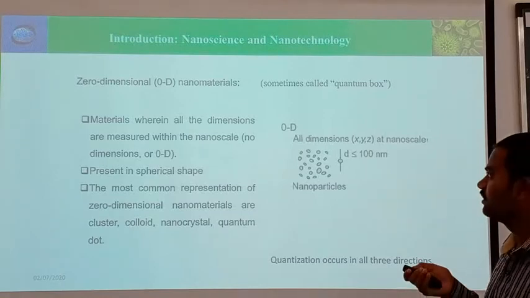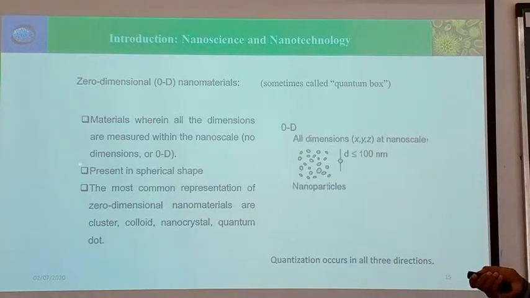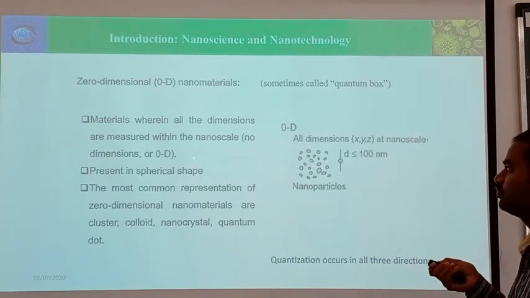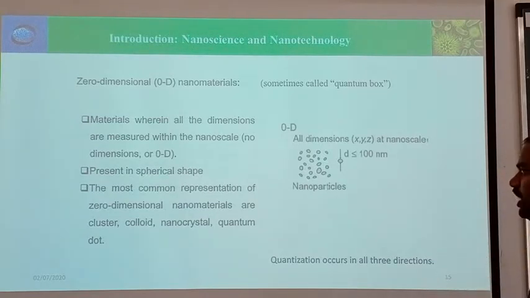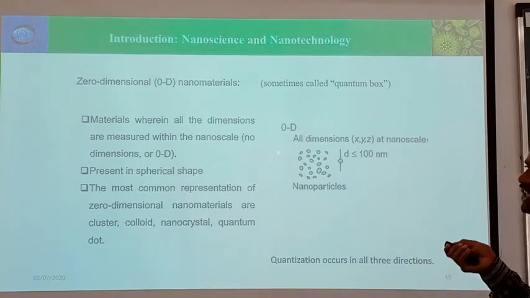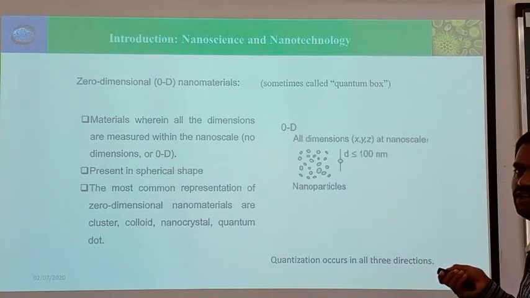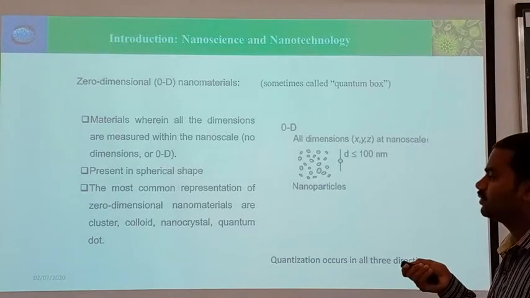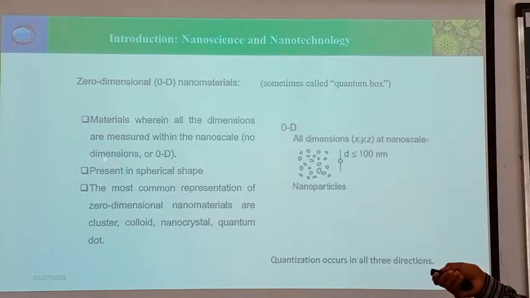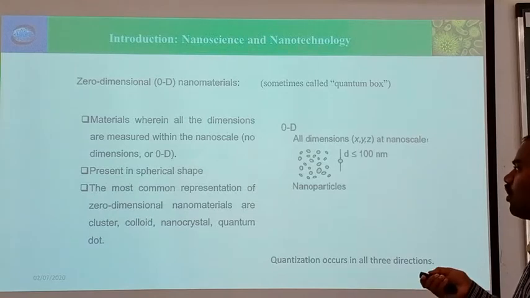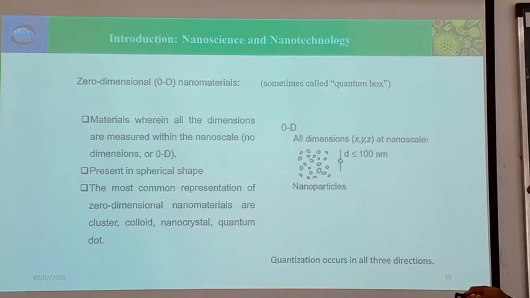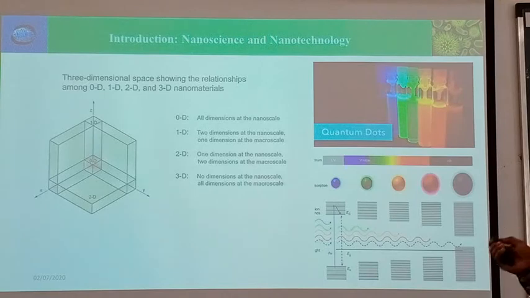So what is a zero-dimensional material? Whenever all dimensions are measured within the nanometer scale, there is no dimension left that is allowed, known as zero dimension. So generally it is restricted in all 3 coordinates, x, y, z. That's why this is called a zero-dimensional material. It is present in a spherical shape. The most common representations of zero-dimensional materials are clusters or colloids, nanoparticles, nanoclusters or quantum dots. Here you can find all the dimensions x, y, z are on the nanometric scale, a very small scale. That's why it is called zero-dimensional material. A quantum dot is an example.